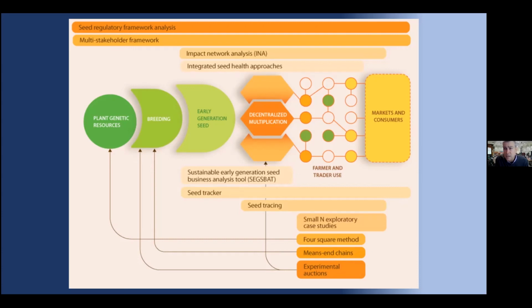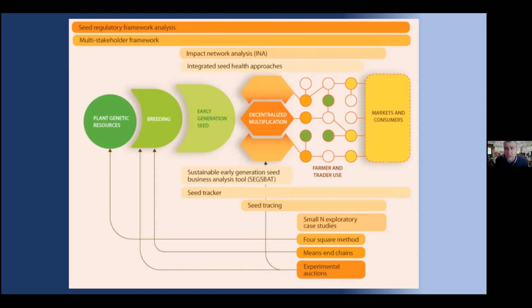And then a system where there are decentralized multipliers and sellers of seeds that secure their early generation seed from those good sources, and then multiply them and sell them to farmers in a way that generates revenues to allow those decentralized multipliers to continue to operate as entrepreneurs and make seeds available more reliably to markets and consumers and farmers who are producing the vegetatively propagated crops themselves. So that's the vision we're trying to help build towards.